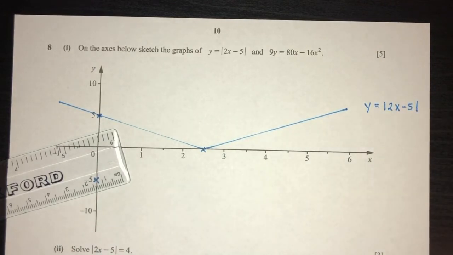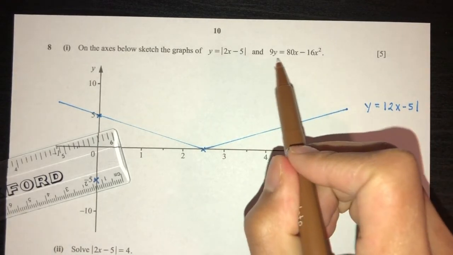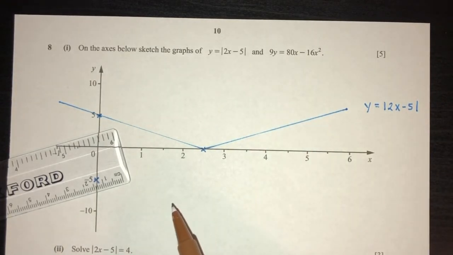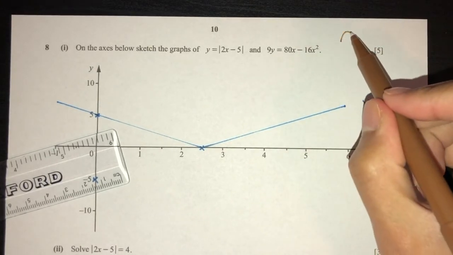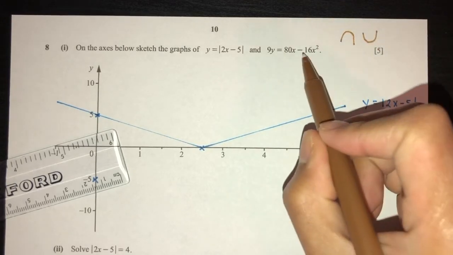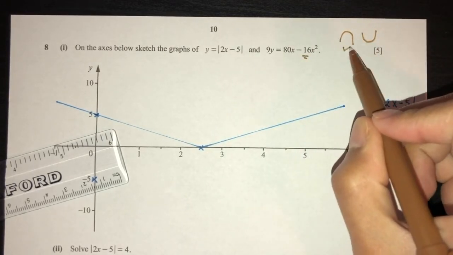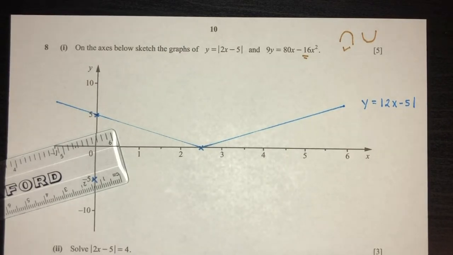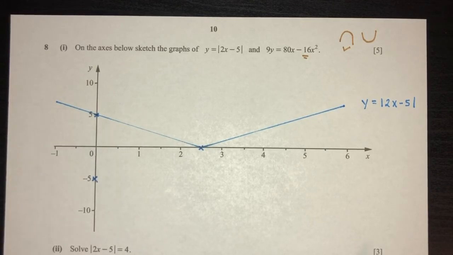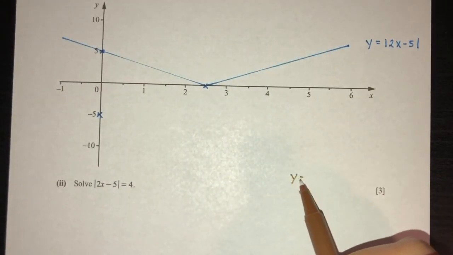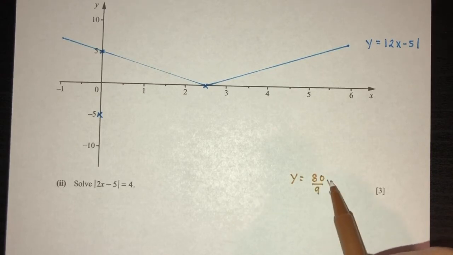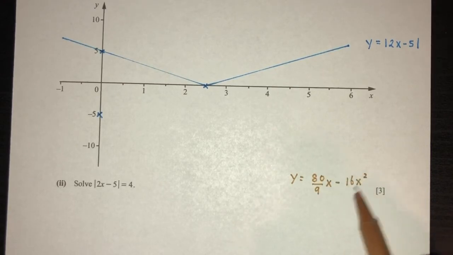That is part 1. Now for part 2, as you can see here, this one is a quadratic equation. So you will have a parabola in this shape or this shape. Now because here it is negative, it will be in this shape with a maximum value. So how do you find the maximum value? You can find this by using dy by dx, up to you. So basically from this I know that y is equal to 80 over 9 x minus 16x squared over 9.